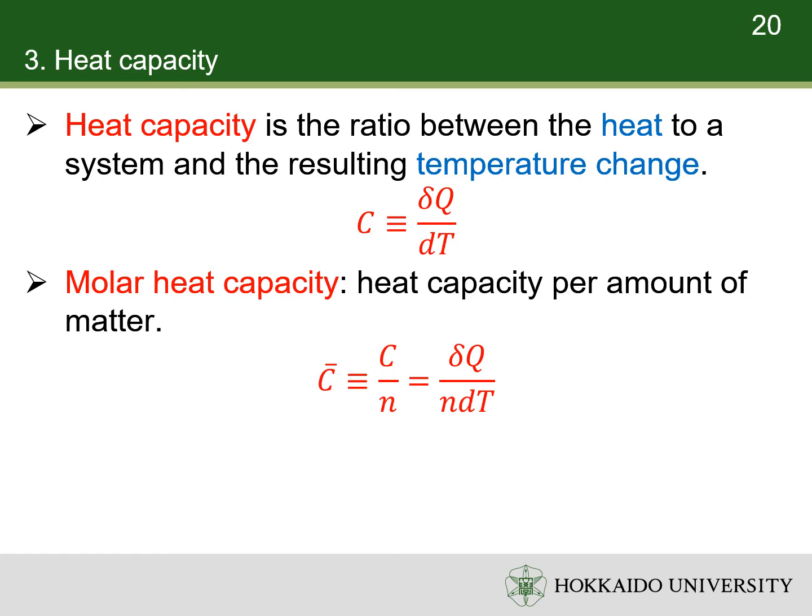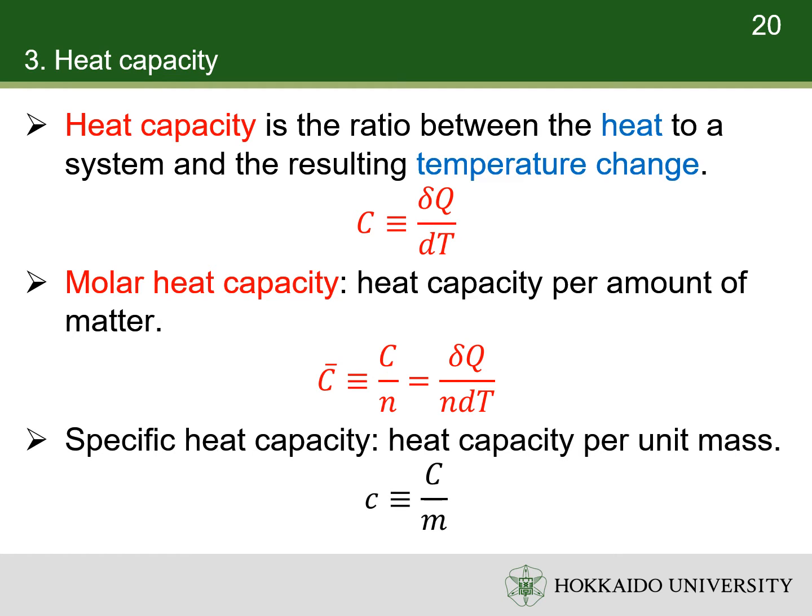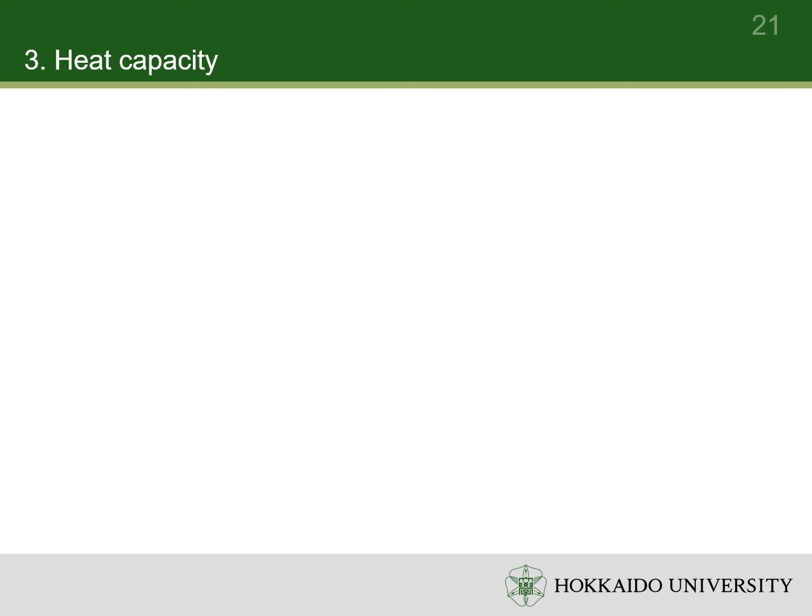From here, I will use a bar above a quantity to represent the molar quantity. The specific heat capacity is the heat capacity per unit mass. Specific heat capacity is usually used in industry. Heat capacity is a path function. It depends on the properties of the process.